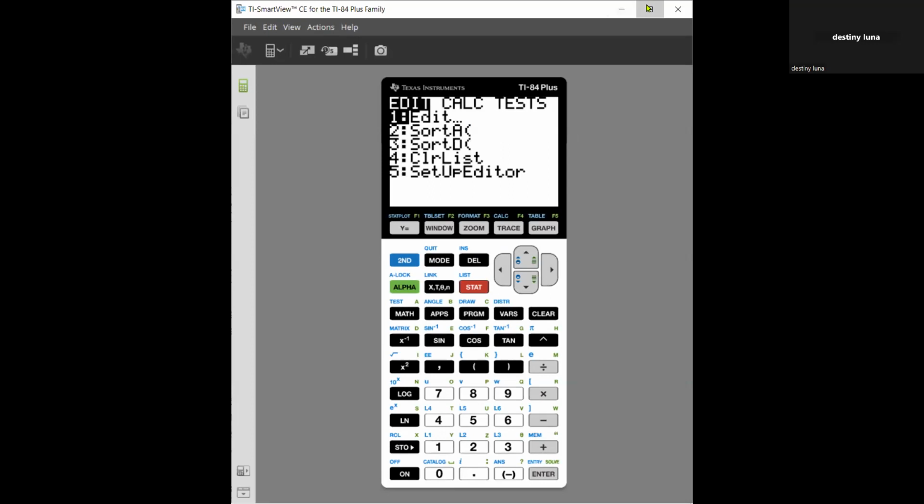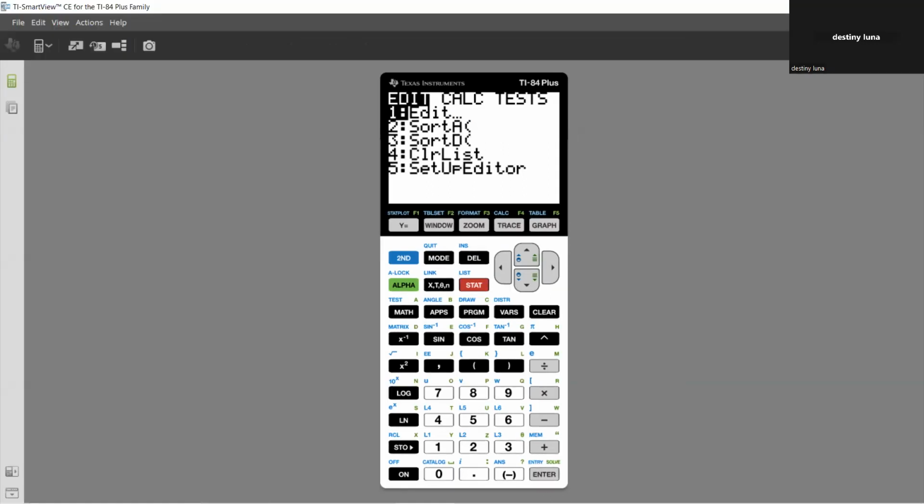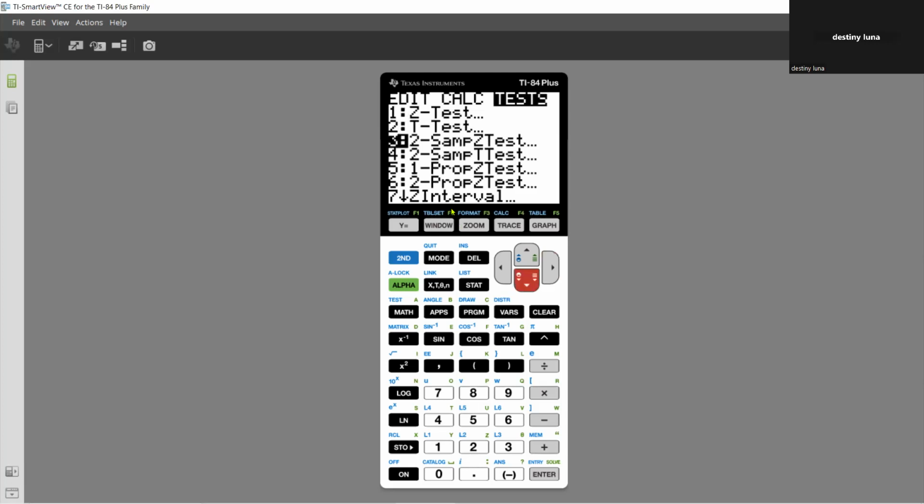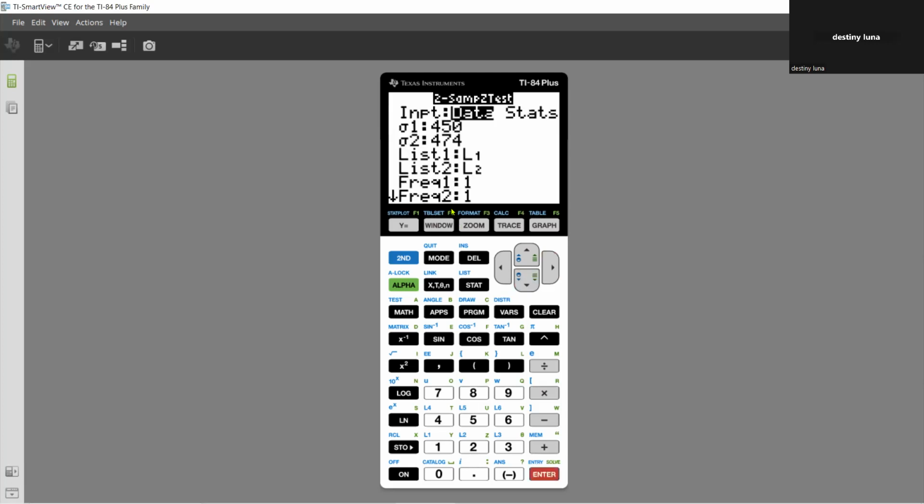Okay, do this like this. I believe you should be able to see my calculator on the screen right now. Yeah, so when you go and do this, you're going to do stats. You're going to do 2 sample z-test, just like before. And you're going to go to stats instead of data.